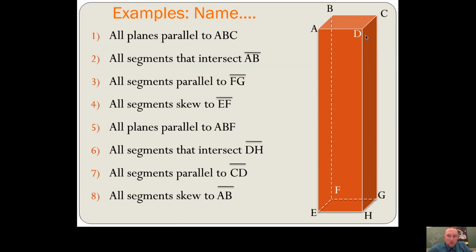The plane that's parallel to it would be the right plane. So you could name it a bunch of different ways. Maybe name it plane DCG.